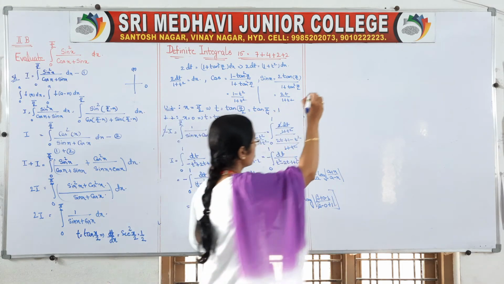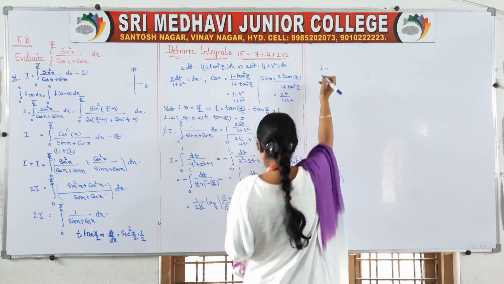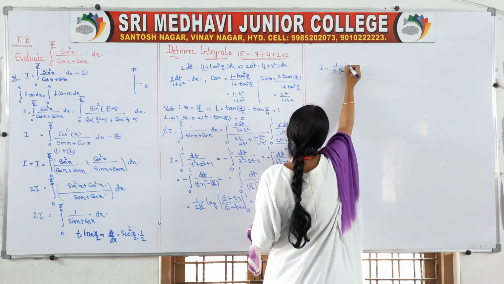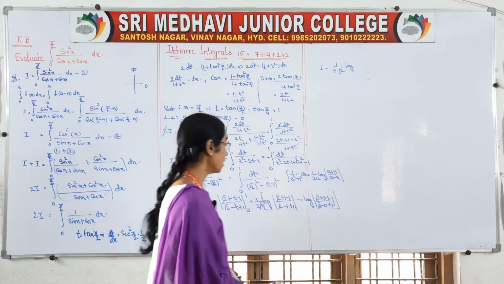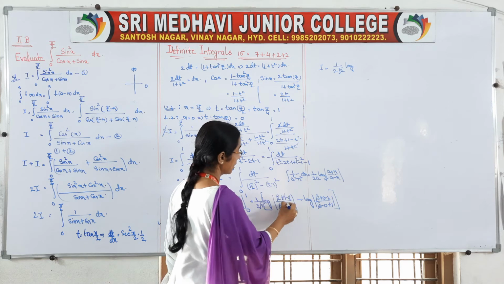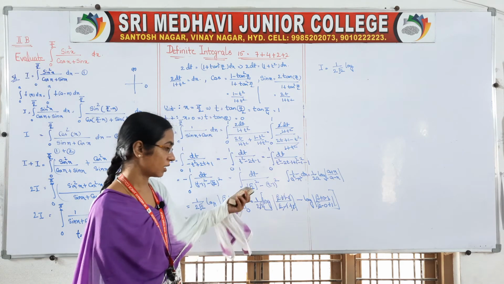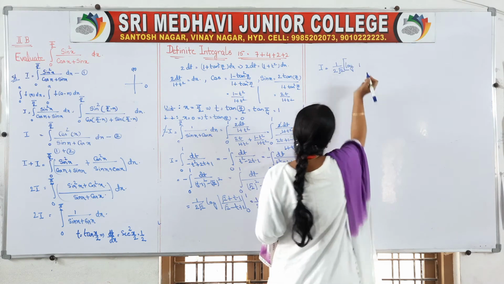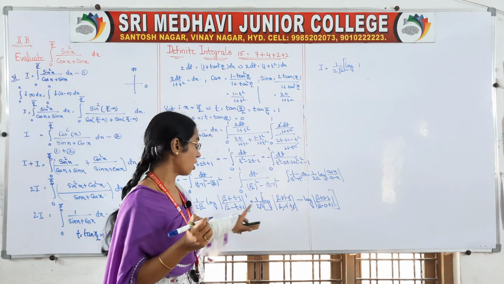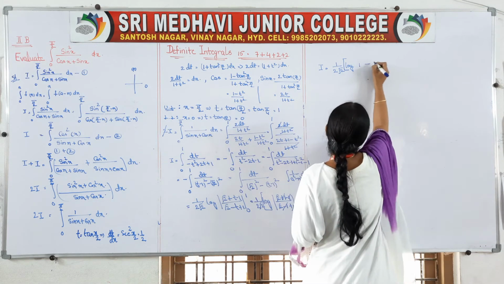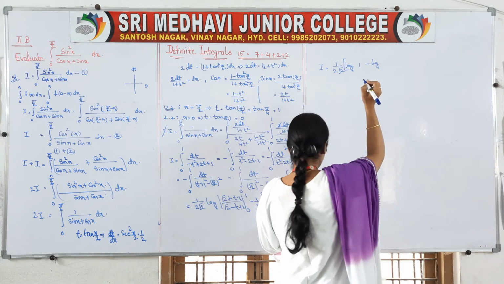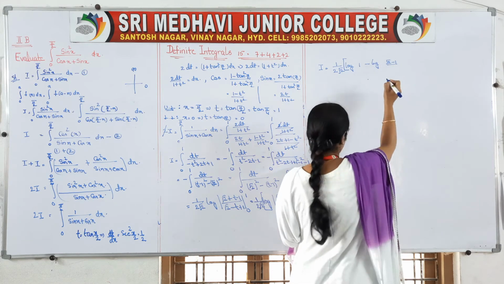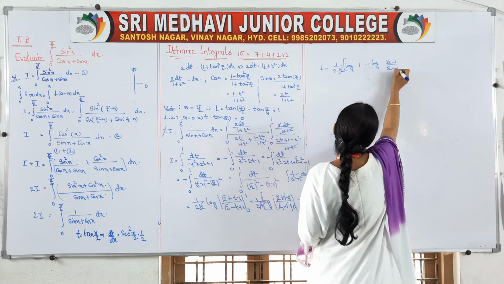So I is equal to 1 by 2 root 2 log of, here plus 1 minus 1 cancel, minus 1 plus 1 cancel, root 2 by root 2 also cancel. So root 2 by root 2 is 1. So log 1 minus log of, what is the value? It is (root 2 minus 1) by (root 2 plus 1).